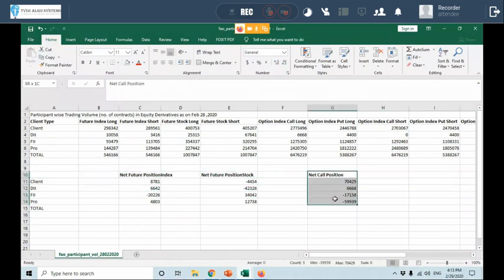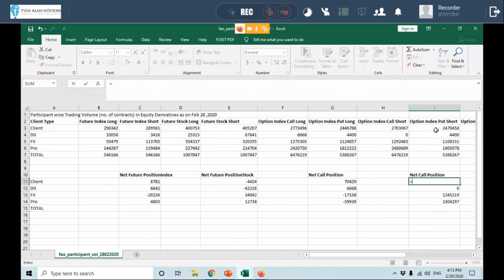Let's look at the put position. Next, net call position. Let's look at the put position. Put short is positive. That's why I'm keeping put short minus put long. If this data is positive, that means they are bullish.